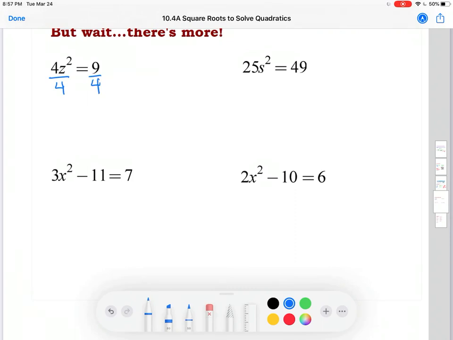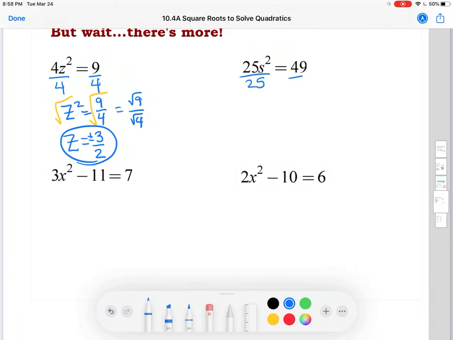So the first one we're going to divide by 4, and we have z squared equals 9/4. I don't want to turn that into a decimal or anything like that, because I'm pretty sure I can just take the square root of this like we would have done a couple chapters ago, and take the square root of 9, which is 3, and the square root of 4 separately, which is 2. So this would give me 3 halves, and remember to put your plus or minus in there.